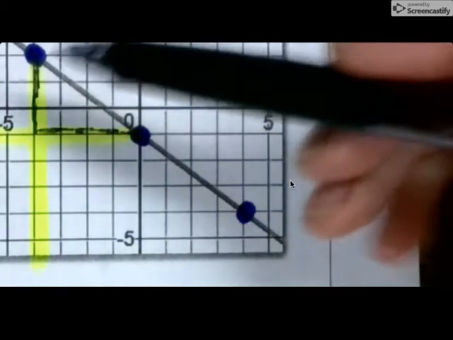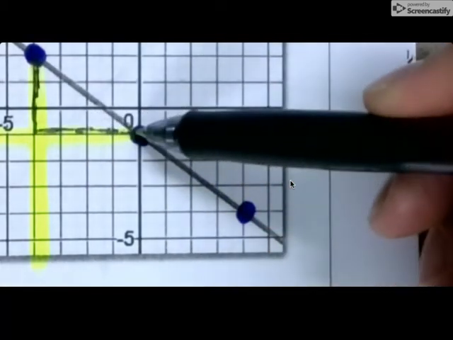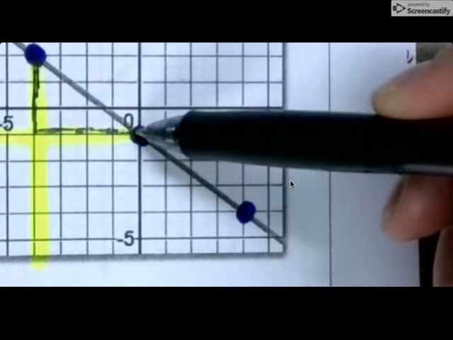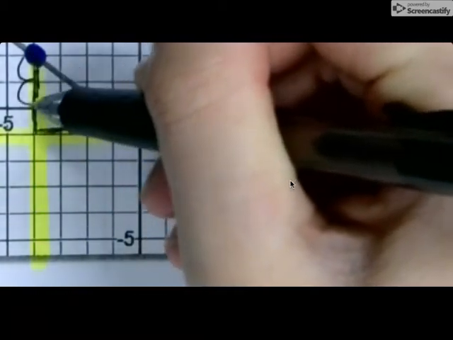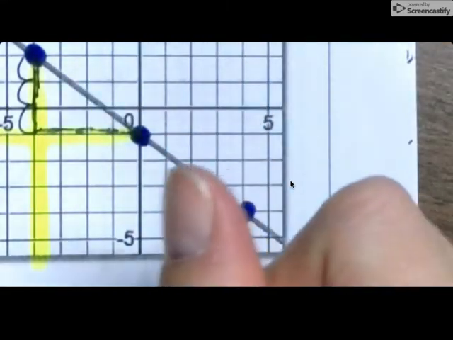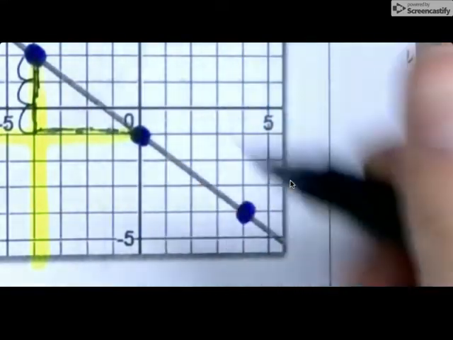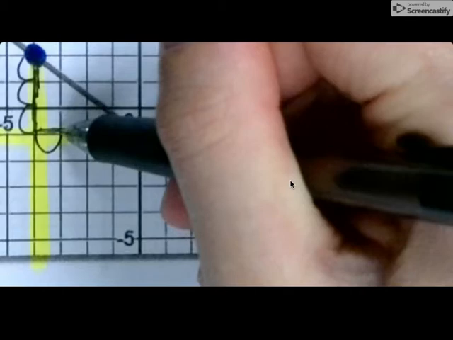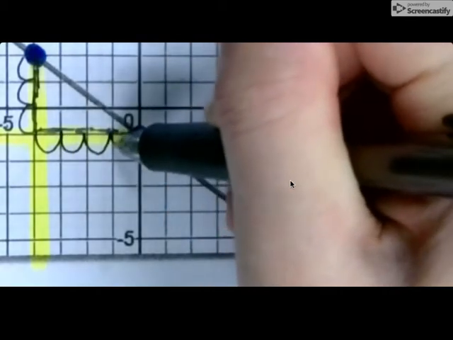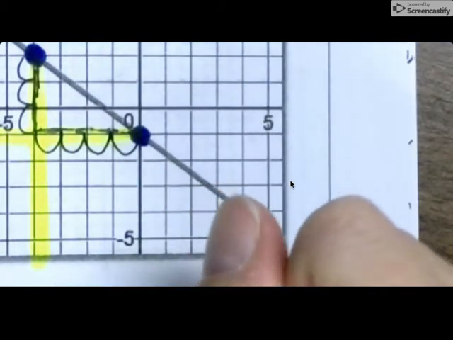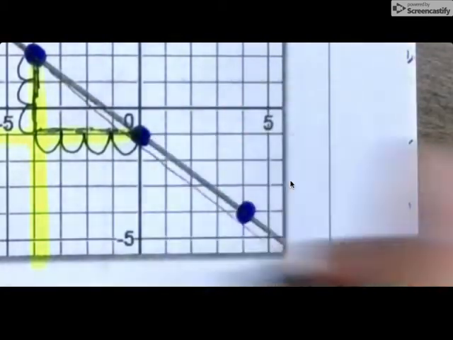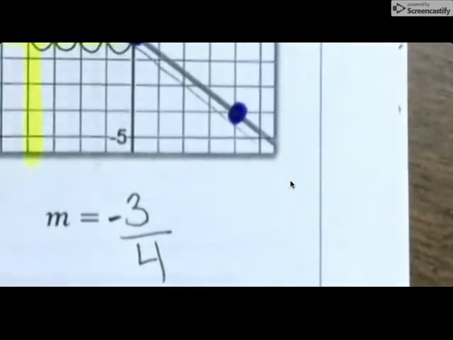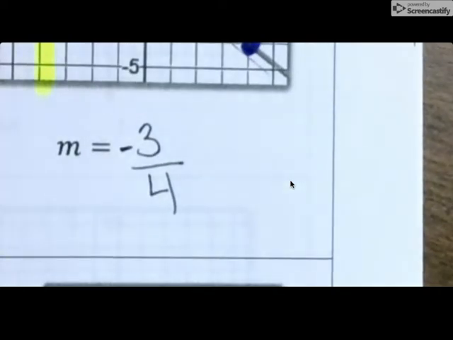Okay, so we have our right triangle. Now we need to count the boxes. So from here to here, I have 1, 2, 3. And left to right, I go 1, 2, 3, 4. My line is a negative slope, so this is going to be a negative 3/4.